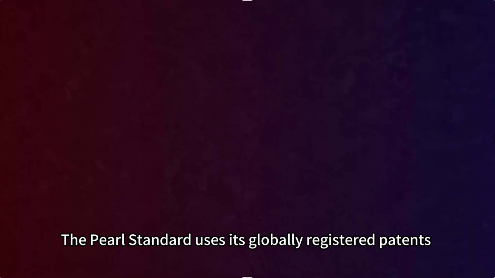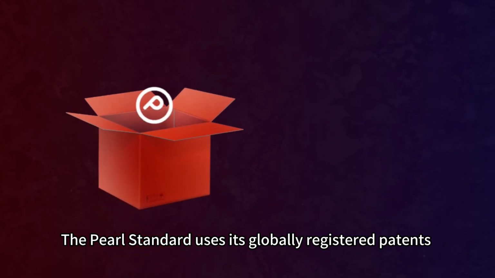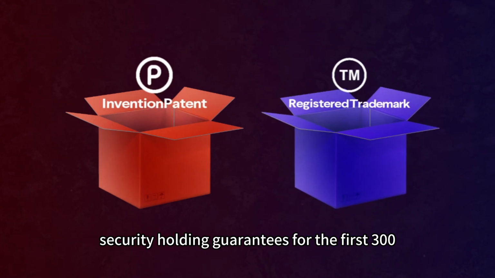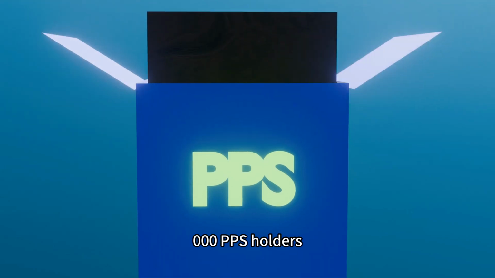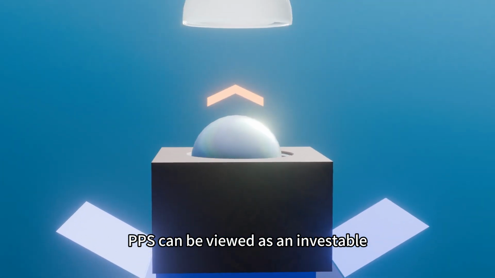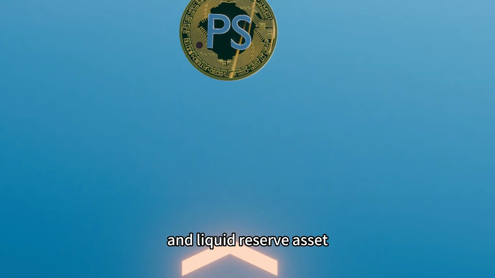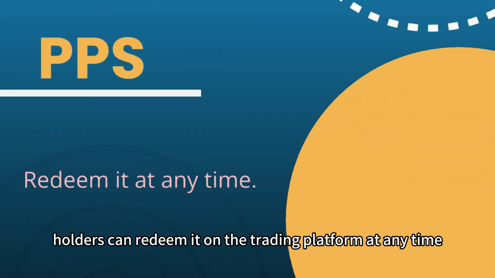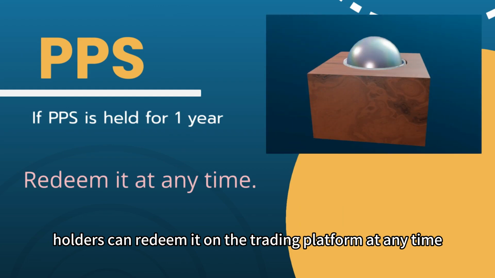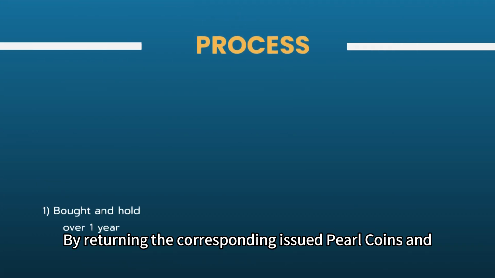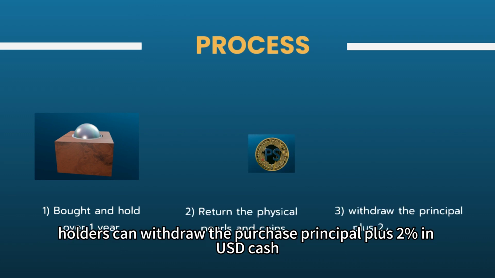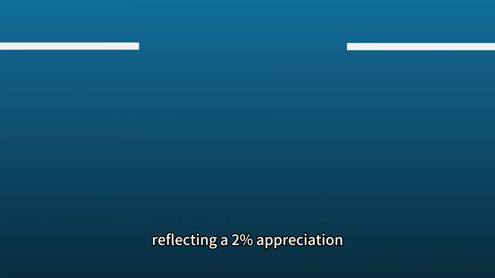The Pearl Standard uses its globally registered patents and intellectual property as legal collateral to provide security holding guarantees for the first 300,000 PPS holders. PPS can be viewed as an investable, appreciable, and liquid reserve asset. After holding PPS for 1 year, holders can redeem it on the trading platform at any time. By returning the corresponding issued Pearl coins and the physical Pearls to the trading platform, holders can withdraw the purchase principal plus 2% in USD cash, reflecting a 2% appreciation.